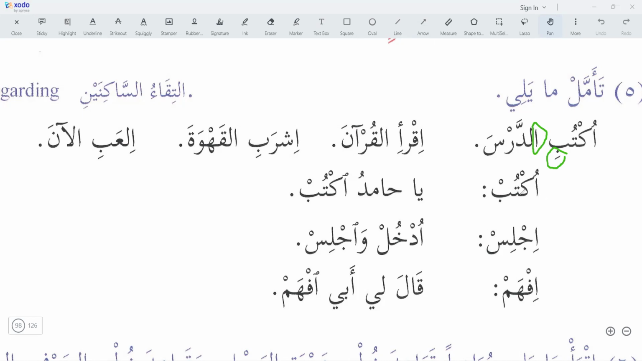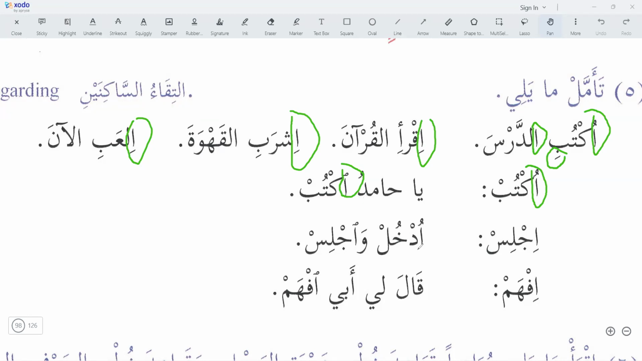Okay. Uktub. Ya Hamid, if before this hamzatul wasl there is a word, anything, then we will not pronounce this hamzatul wasl. Ya Hamid uktub. We will skip this hamzatul wasl because we learned in the first book that when the hamzatul wasl comes in the beginning of the sentence, we pronounce it. And if there is a word or noun before it, we don't pronounce it. We write it, but we don't pronounce it. Ya Hamid uktub. O Hamid, write.